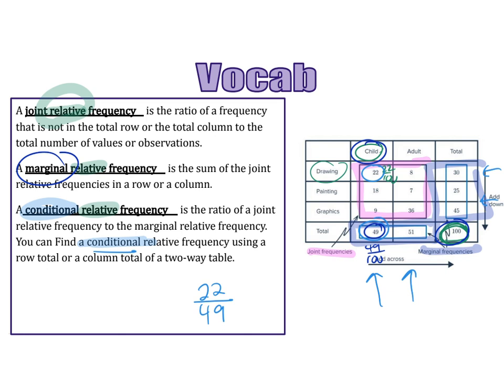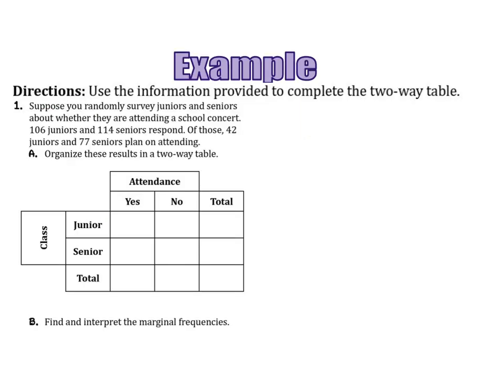and see how we can use those to find specific probabilities. So it's important to make sure that we can actually use given information to create a two-way table. Let's go ahead and read this together. This says, suppose you randomly survey juniors and seniors, so that's why we have juniors and seniors, about whether they are attending a school concert. 106 juniors and 114 seniors respond. So the total number of juniors is 106, the total number of seniors is 114, which means we can find the total number of people that responded simply by adding up and down.